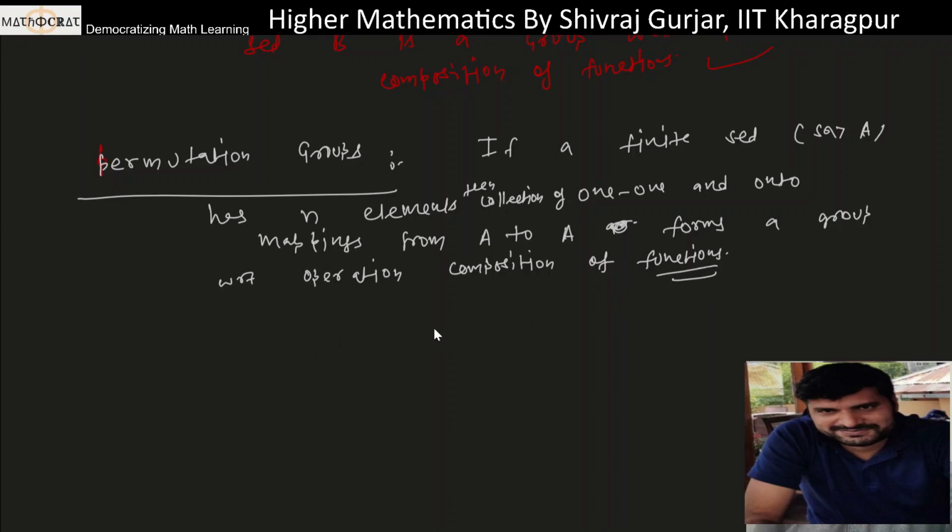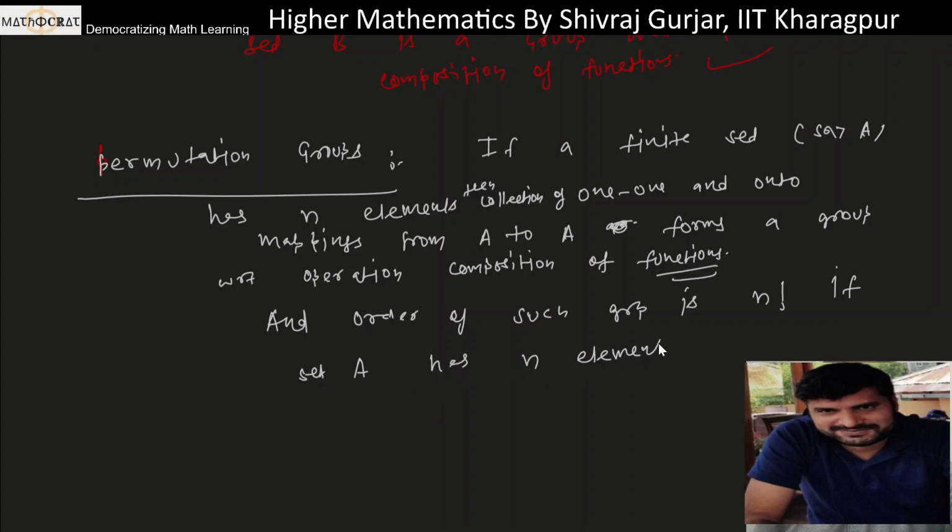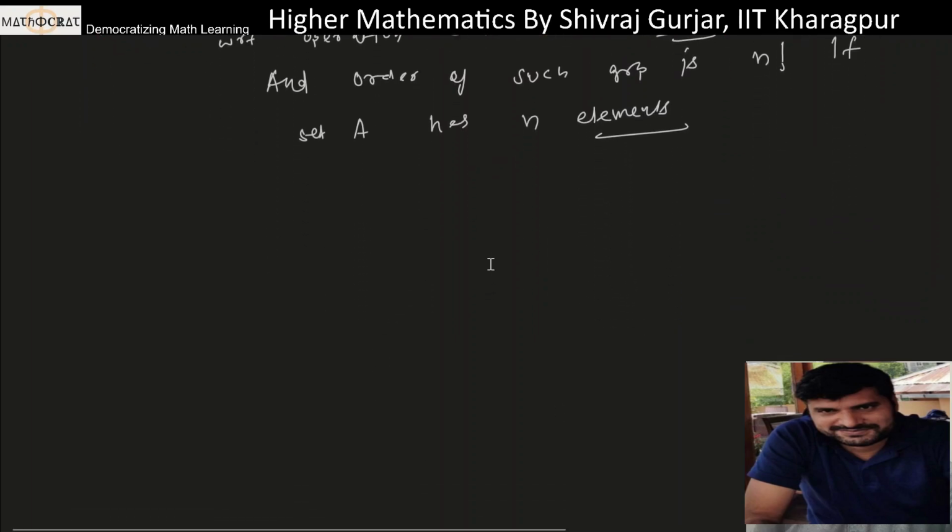So basically, the order of such a group is n factorial if set A has n elements. Okay, these mappings are nothing but permutations on these elements, right? So that's why these are known as permutation groups. Okay, there is one more thing. We have studied that groups can be of two types, abelian and non-abelian. So these permutation groups will be in general non-abelian.